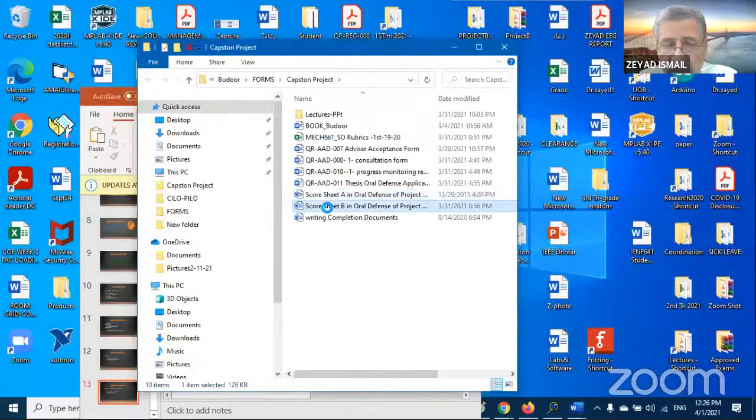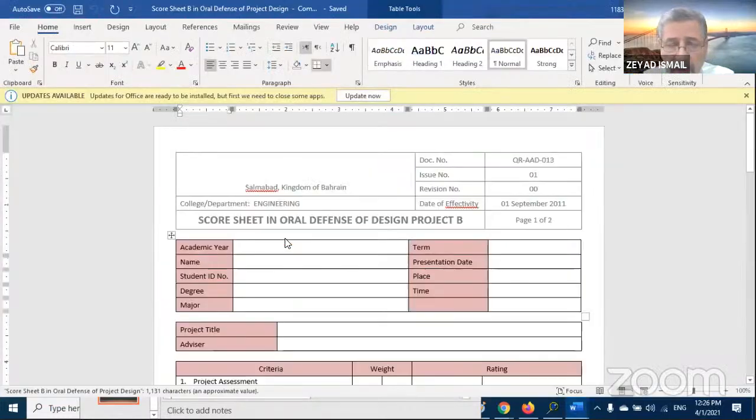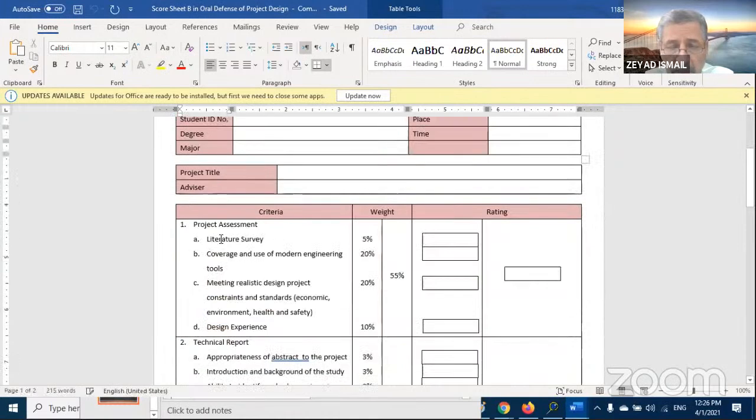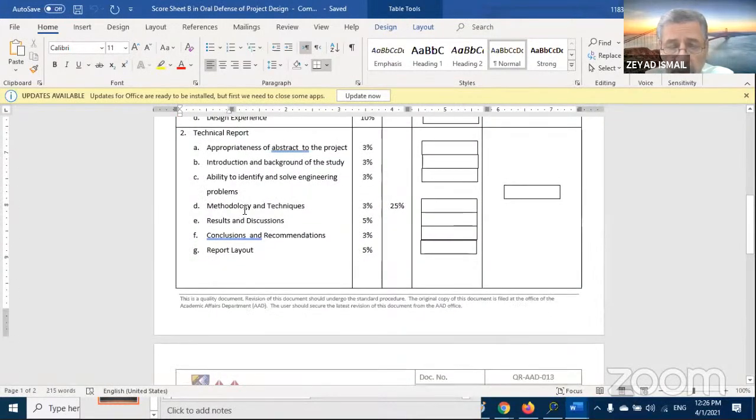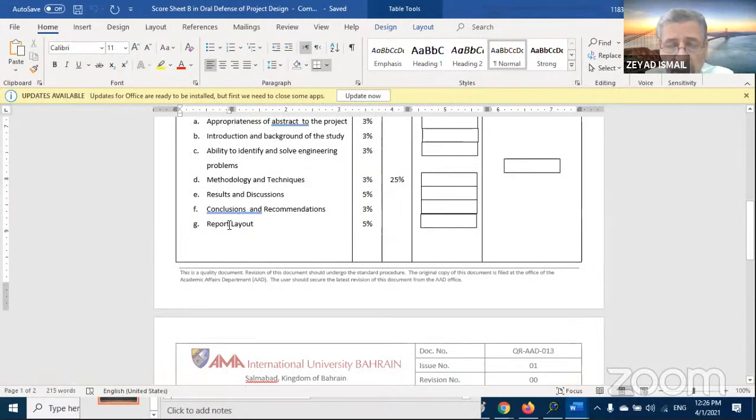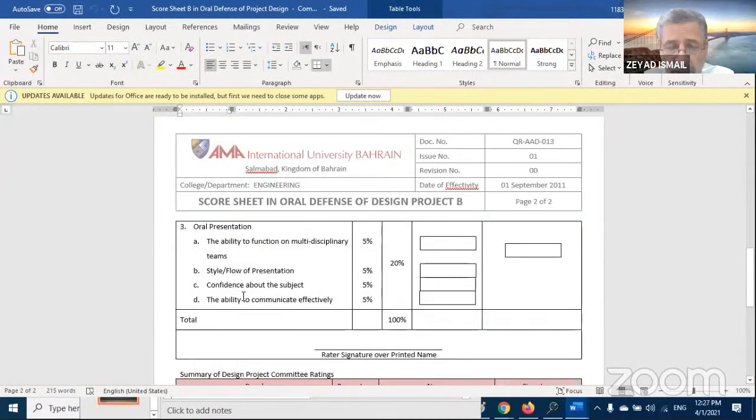There is another sheet for a score, which is for project B. Some titles are common, but it will be more explained and more detailed. And finally, also, this zone will include the behavior of the student in the defense.